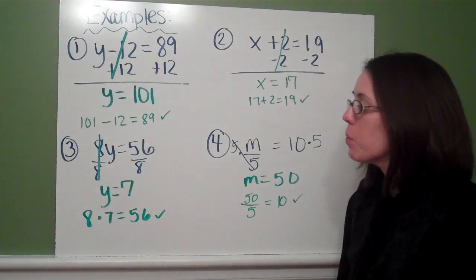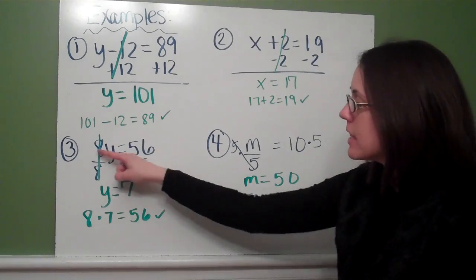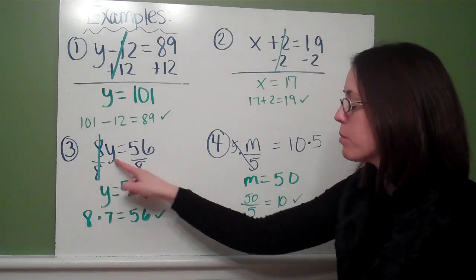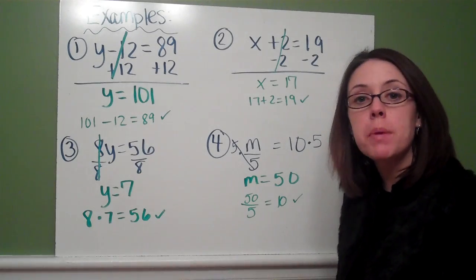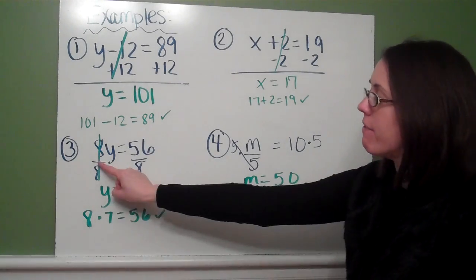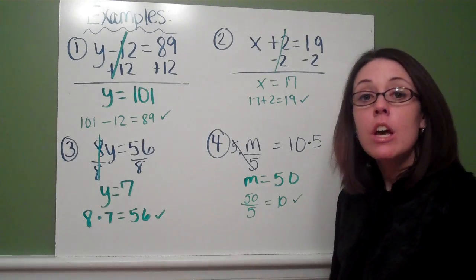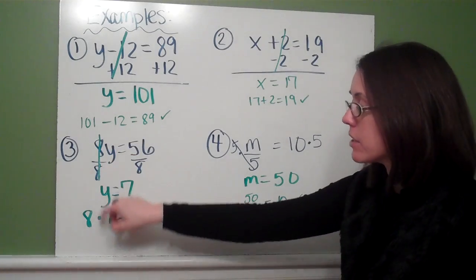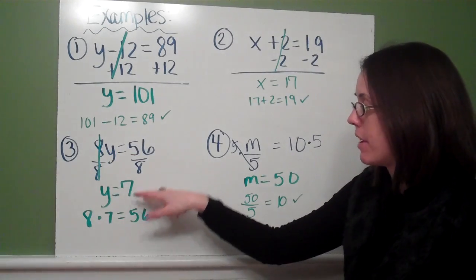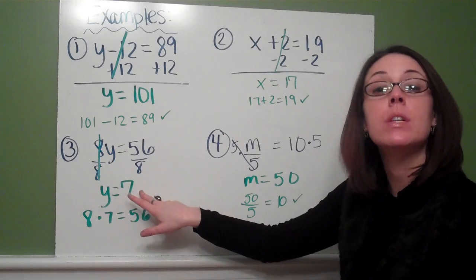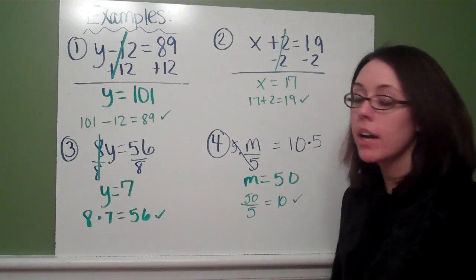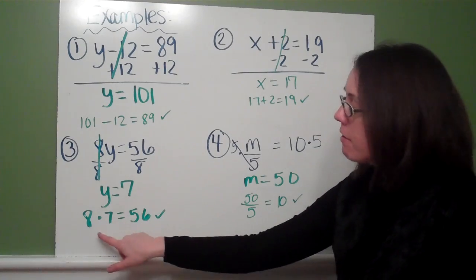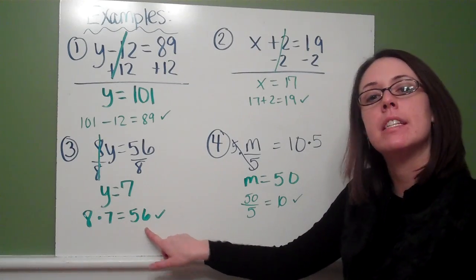Number 3, 8y equals 56. Notice 8y, the operation implied is multiplication. So 8 times y equals 56. To undo multiplication, you use division. We're going to divide by 8 on both sides. Remember, if you do it to one side, you have to do it to the other. Your 8's cancel, you're left with y equals 7. 56 divided by 8 is equal to 7. Let's check ourselves. Plug it in, plug it in. 8 times 7 equals 56. Well, 56 does equal 56.